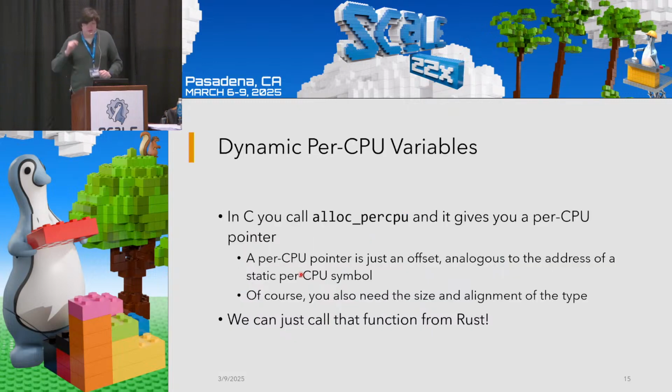Which brings me to dynamically allocated per CPU variables, and this one's a little bit nicer in that we can actually reuse some of the C infrastructure.